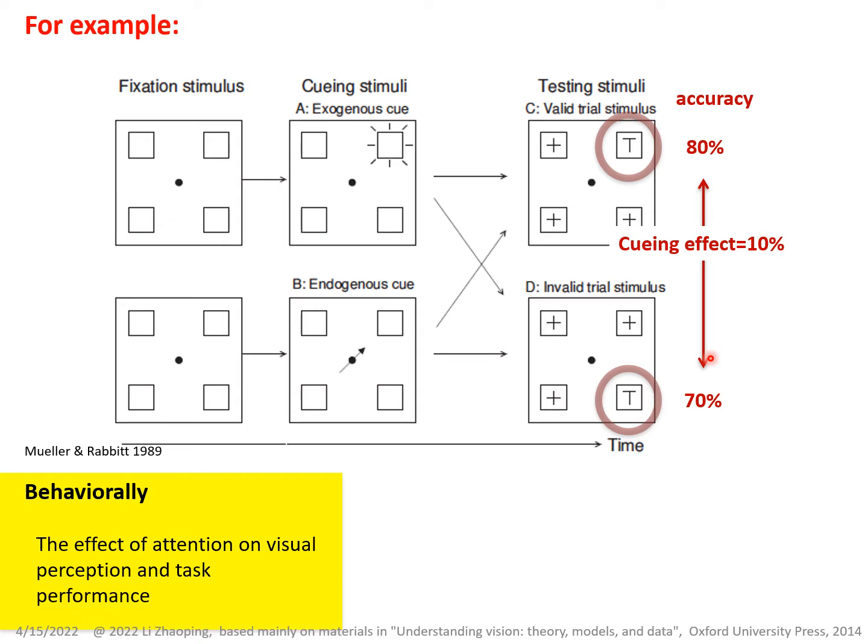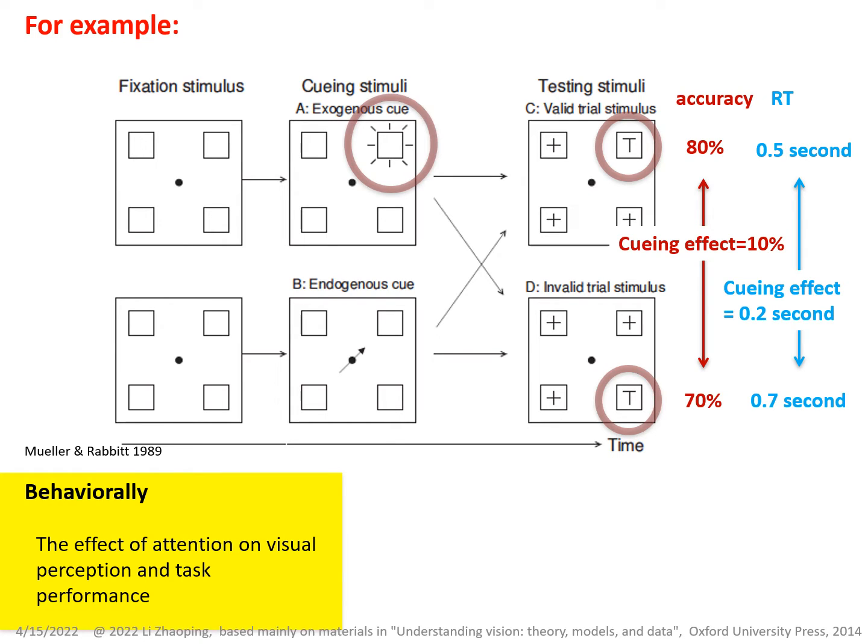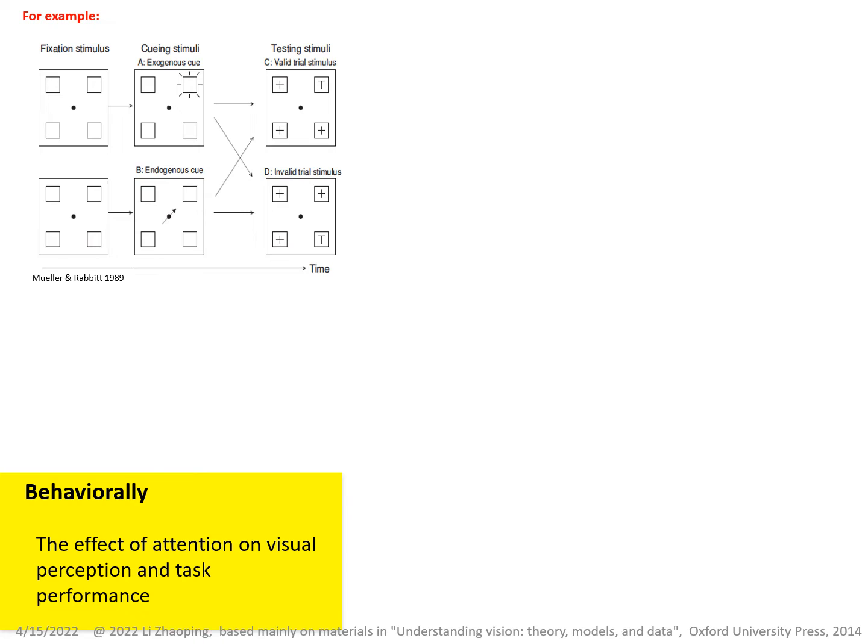For example, if the reaction time in the validly cued trials is only half a second, but it becomes 0.7 second in the invalidly cued trials, then this difference of 0.2 seconds is a measure of the cueing effect. The magnitude of the cueing effect, of course, depends on whether the cue was exogenous or endogenous, and also depends on the details of the visual task. The cueing effect depends on the difference between the onset time of the cue and the onset time of the test items, and this difference is called SOA, for stimulus onset asynchrony.